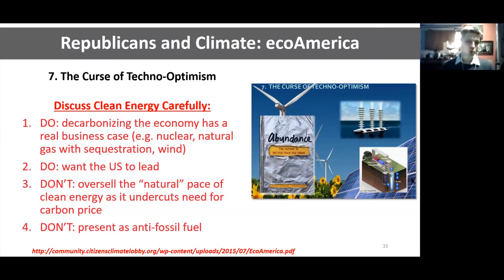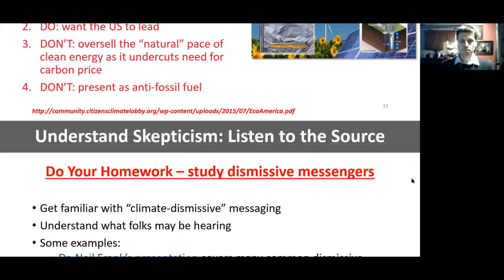So you're going to be careful not to oversell the natural pace of clean energy, because I don't think, frankly, it aligns with reality, and I think it undercuts our argument. And also, we've got to be careful not to present this as anti-fossil fuel. We're not opposed to fossil fuels. We just want to reduce greenhouse gas emissions. So we've got to be very careful, again, about how we discuss clean energy.